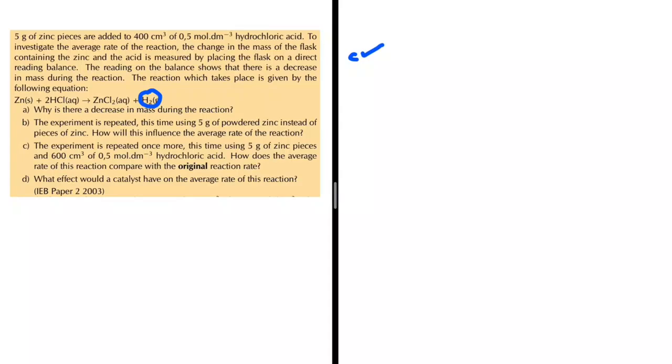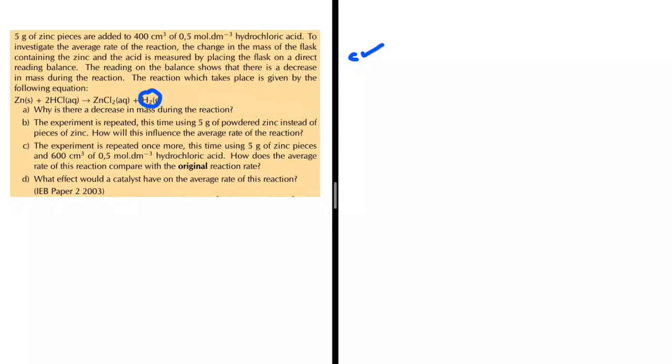So what is the difference? The concentration of the hydrochloric acid is still the same. What has changed is the volume. Initially, the volume was 400 centimeter cube, and now the volume is 600 centimeter cube. If you remember, the factors that affect the rate of reaction, there is no way where we talked about the volume. We only talked about the pressure. And when we were talking about the pressure, it was in relation to gases.